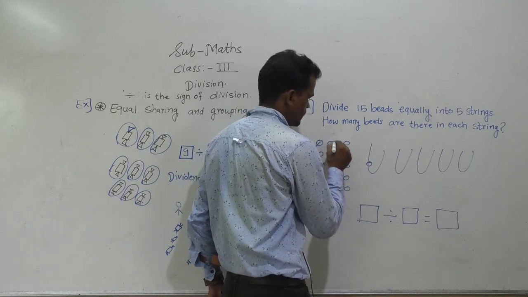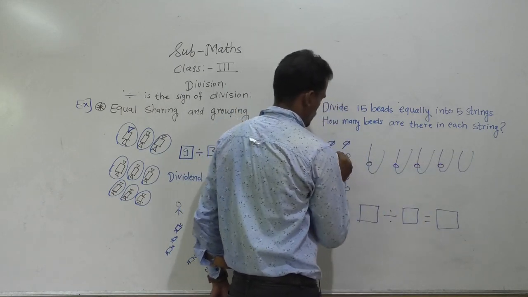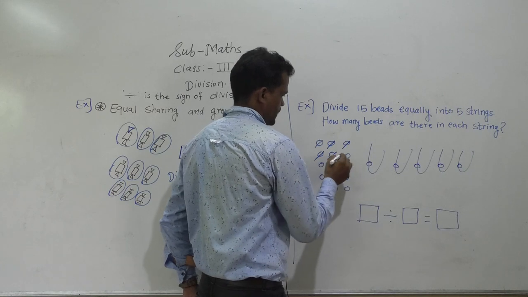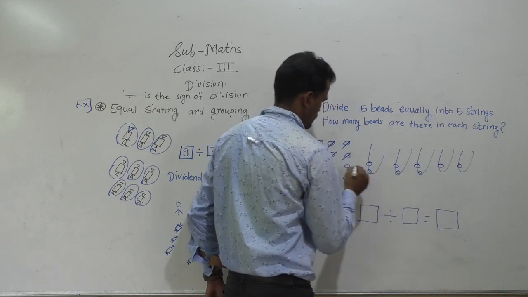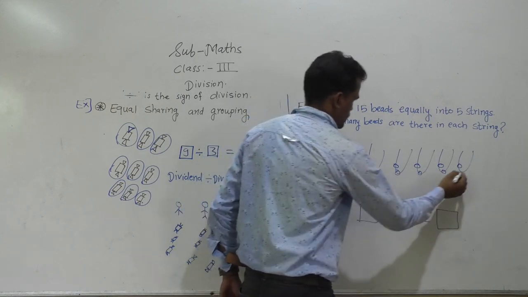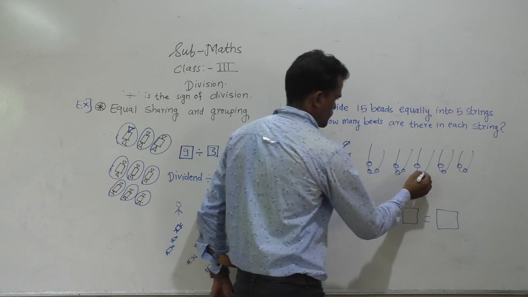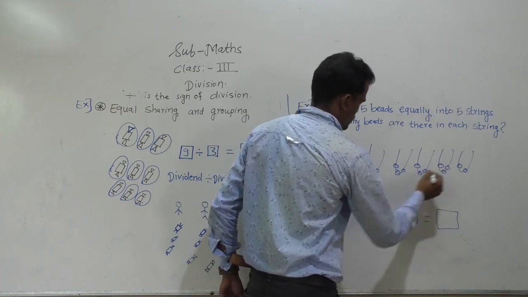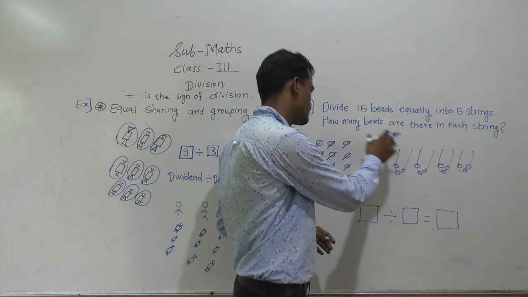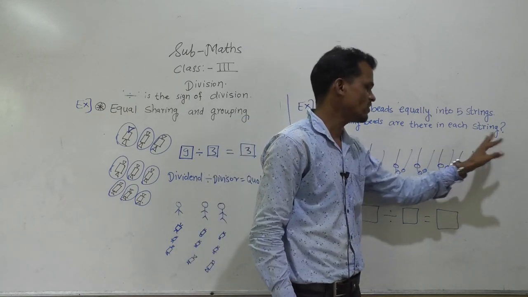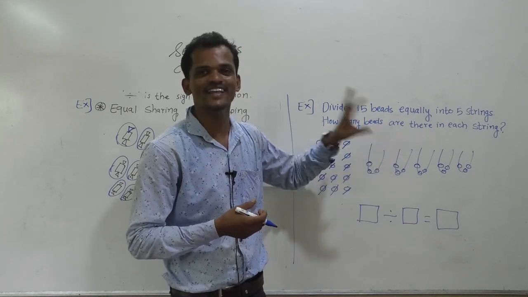1, 2, 3, 4, 5, then 6, 7, 8, 9, 10, then 11, 12, 13, 14 and 15. Here the beads are finished. We have put the beads into these 1, 2, 3, 4 and 5 strings. So now we will see how many beads are there in each string.